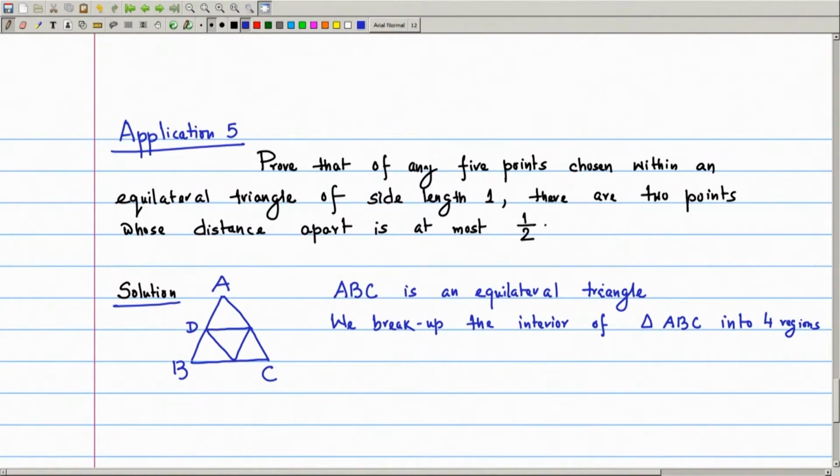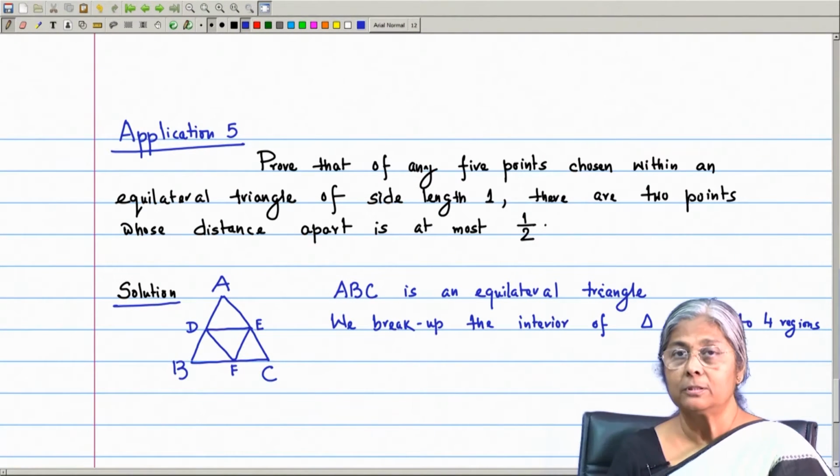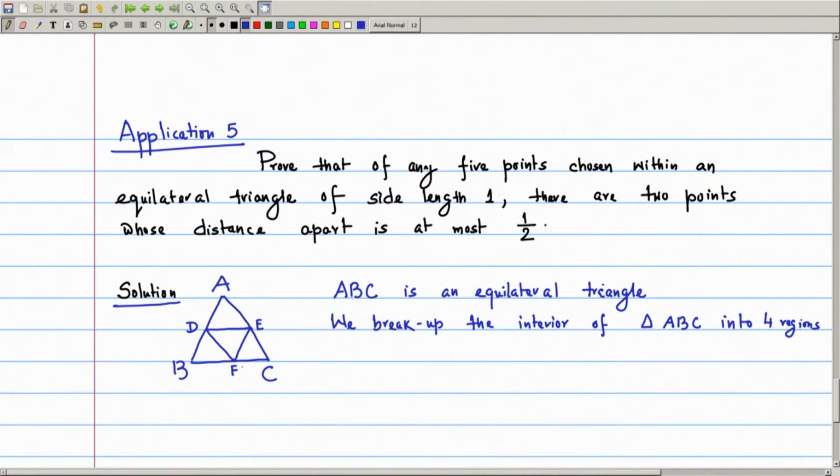So, I give D, E, F, which are the midpoints of AB, BC and CA. So, AD is equal to BD, equal to half, and for the other sides also this is true.